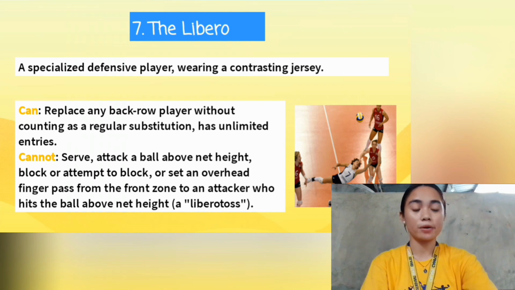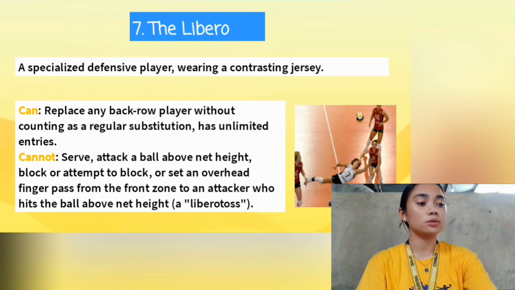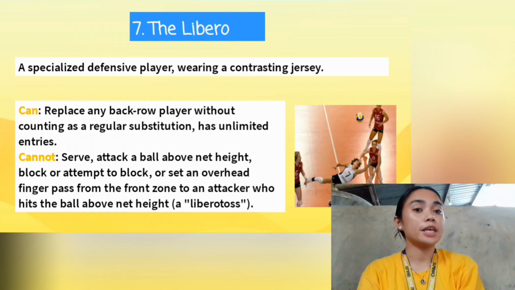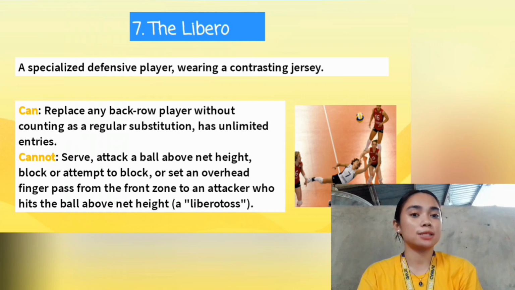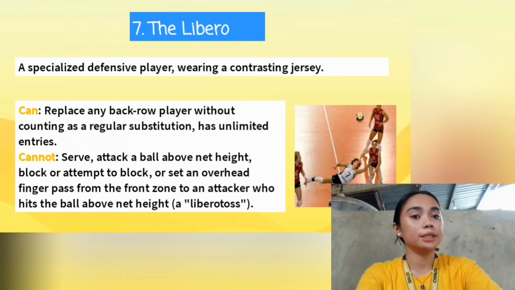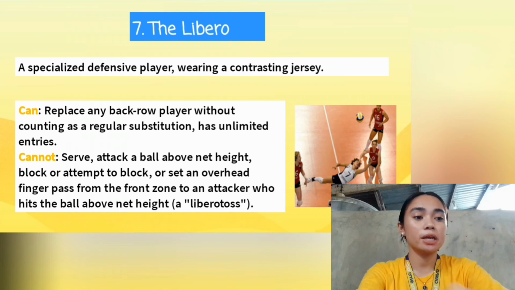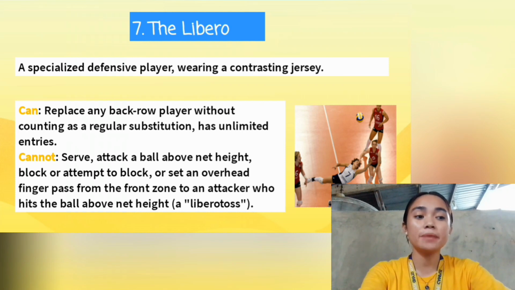So who is the libero? The libero is a specialized defensive player wearing a contrasting jersey. So if your team wears a red jersey, the libero should wear a different color so that he or she is easily identified. For example, if everyone wears red, then the libero wears white, as long as it is not red. So why is the libero considered a specialized defensive player? Because he or she can replace any back row player without counting as a regular substitution and has unlimited entries.